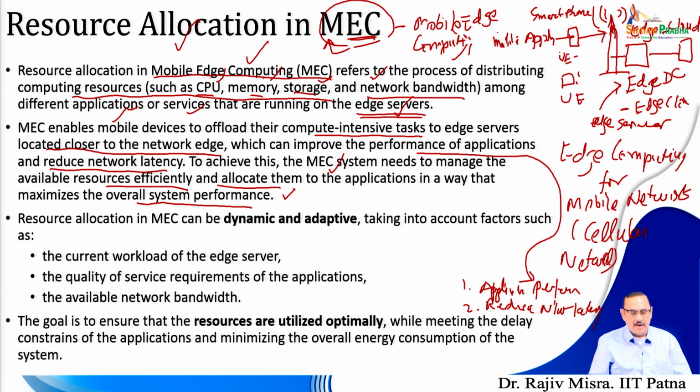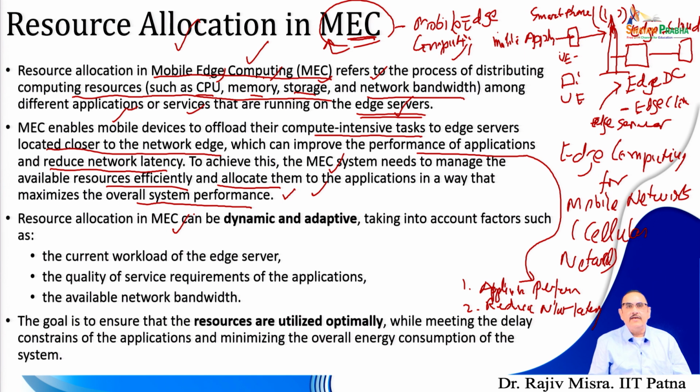So, this becomes an optimization problem: how it is going to allocate the resources over billions of user equipment, that is most important, which are running different applications. Unless this allocation of resources is efficiently done, it will not be possible to accommodate all the requests of user equipments. So, therefore, resource allocation in MEC becomes quite important.